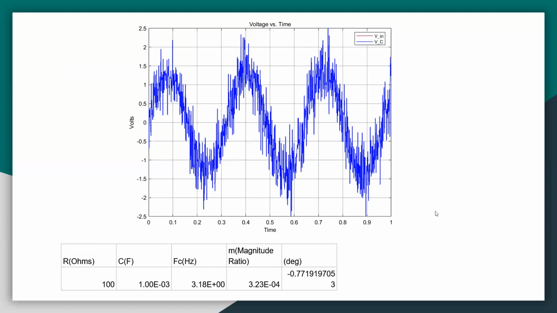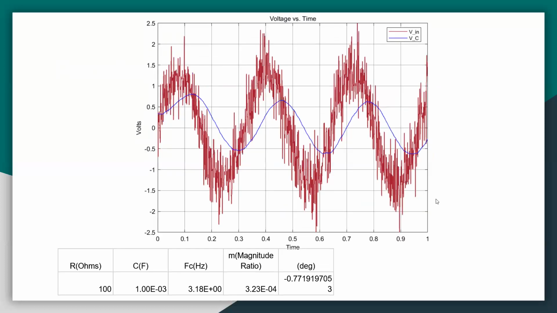This graph also didn't achieve the goal, so then we did the third iteration, which was 100 ohms and 1 times 10 to the negative 3 farads. The cutoff frequency was 3.18, the magnitude ratio was 3.23 times 10 to the negative 4, and the phase lag was 0.77 degrees. As you can see, the phase lag does not meet the criteria, so we had to keep trying.